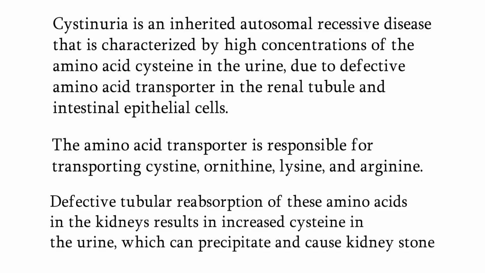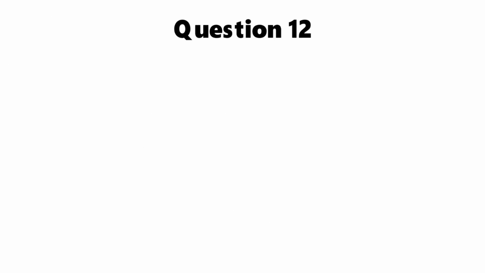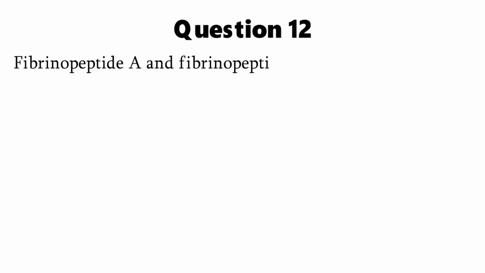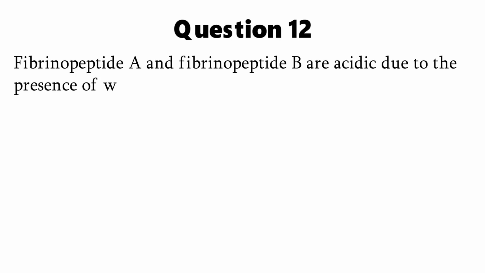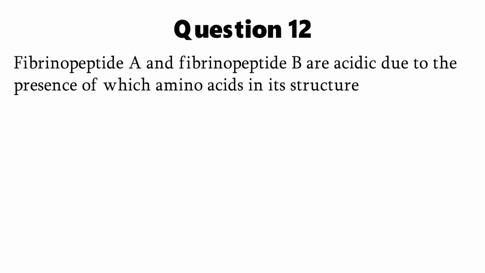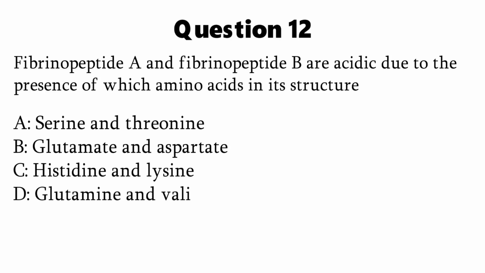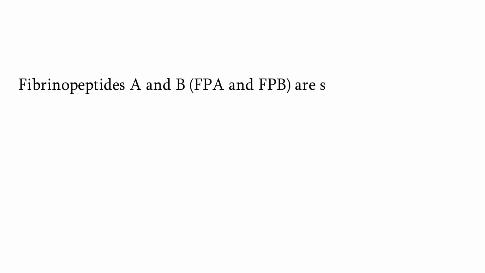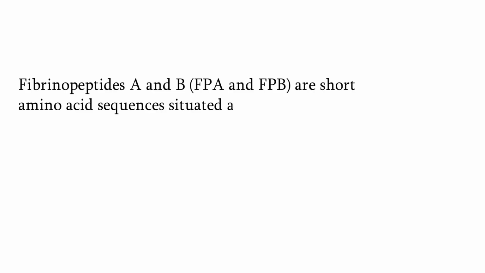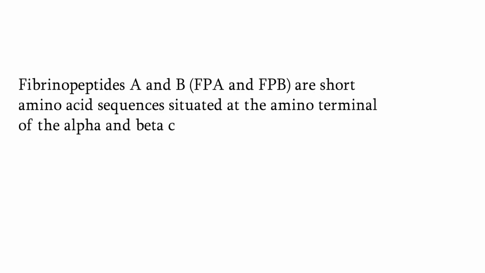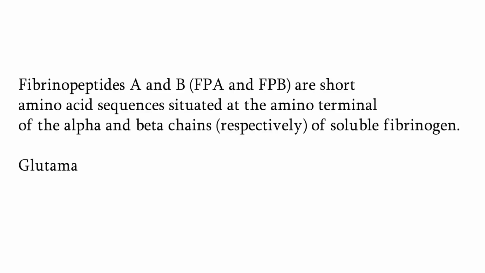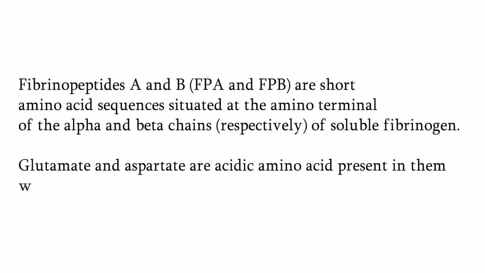Now the 12th question is, fibrinopeptide A and fibrinopeptide B are acidic due to the presence of which amino acid in its structure? And options are A. serine and threonine, B. glutamate and aspartate, C. histidine and lysine, and D. glutamine and valine. Here the correct answer is B. Glutamate and aspartate. Fibrinopeptides A and B are short amino acid sequences situated at the amino terminal of the alpha and beta chain of soluble fibrinogen. Glutamate and aspartate are acidic amino acid present in them which turn them acidic.